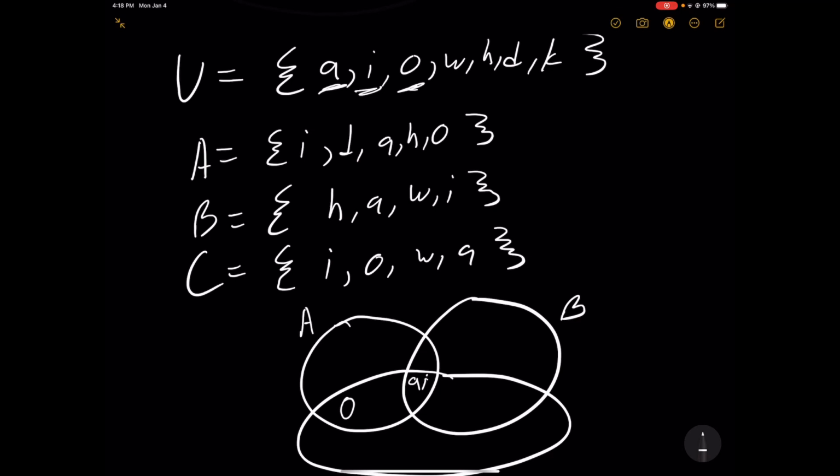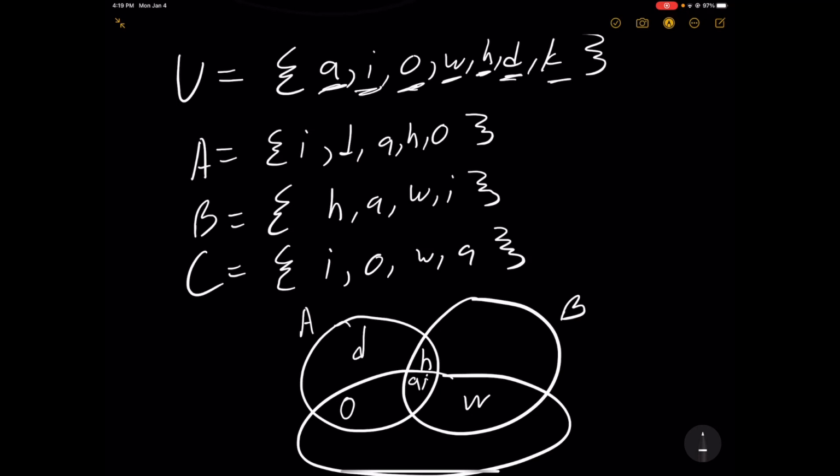Now let's go to W. Where is there a W? There's only a W in sets B and C. So that's going to be right here. Now we're going to check for H. There's only an H in set A. Oh, it's set A and B. So H is going to go right here. Where's there a D? There's only a D in set A, so the D is going to go right here.